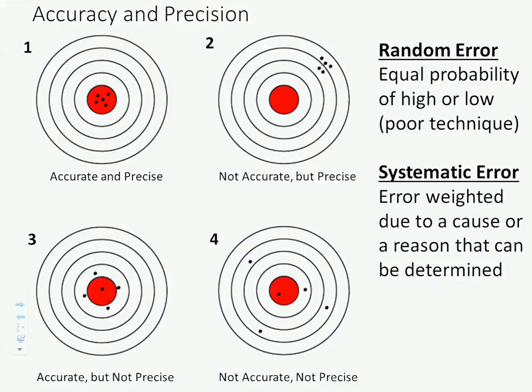Which of these do you think could have been caused by systematic error? One, two, three, or four? I hope you would have picked number two. With number two, it looks like there's a reason that could have possibly caused that to not be accurate anymore. All of the shots are up and to the right. So it reduced their accuracy, but not their precision. So most likely that would have been due to systematic error.